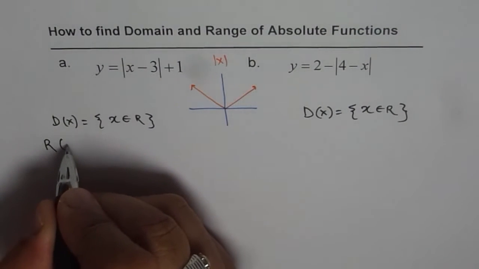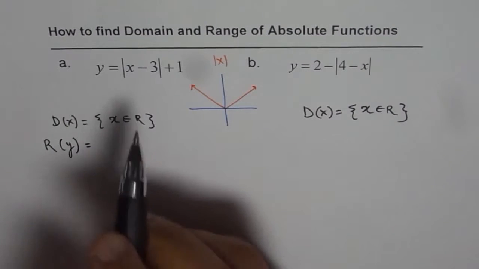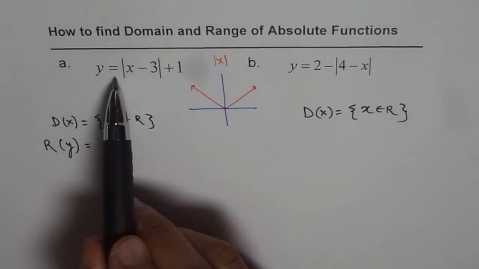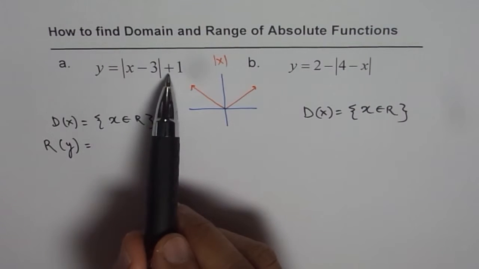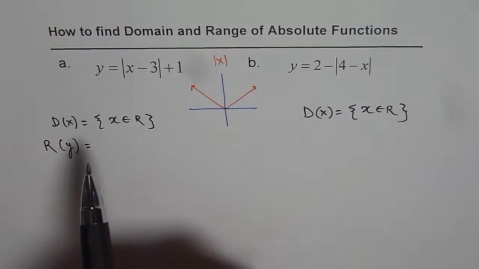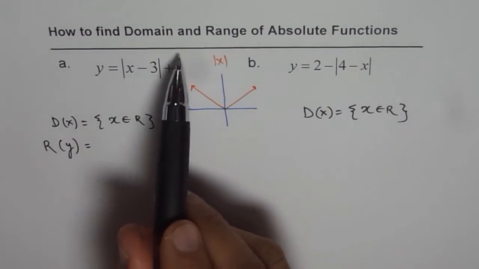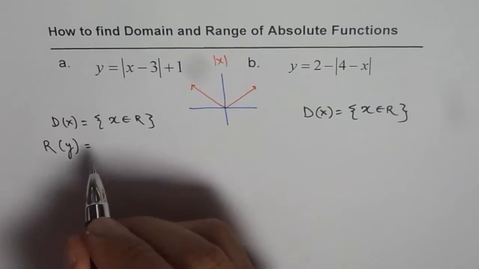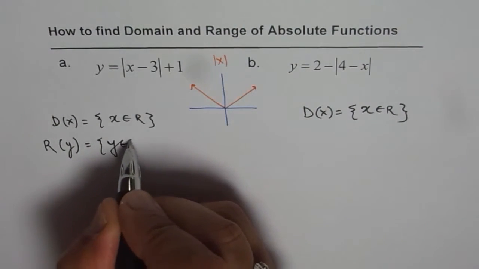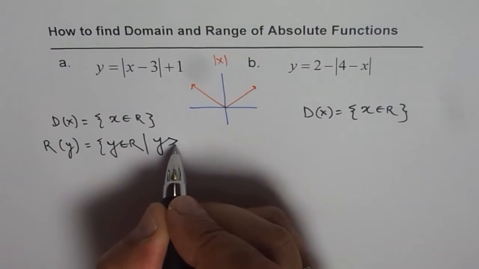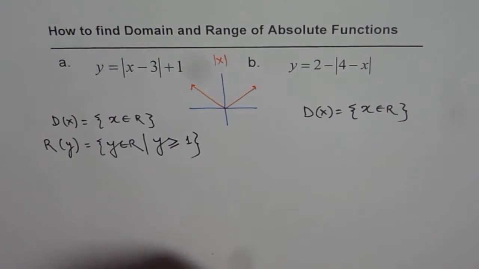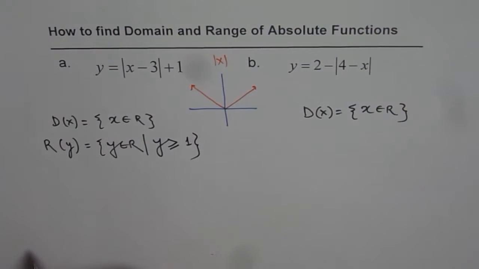Now let's look into the range. As far as the range is concerned, let's look into what are the vertical transformations. Now here, the vertical translation is that it is translated 1 unit up. Since it is translated 1 unit up, now we know instead of y greater than or equal to 0, it should be greater than or equal to 1. And so we get y belongs to real numbers where y is greater than or equal to 1. That's it. So that is how we can find domain and range for this function.